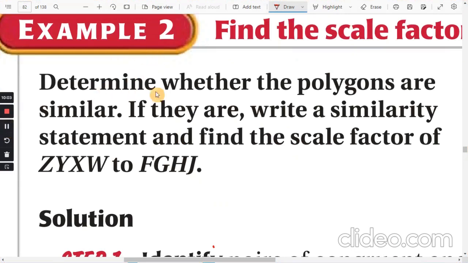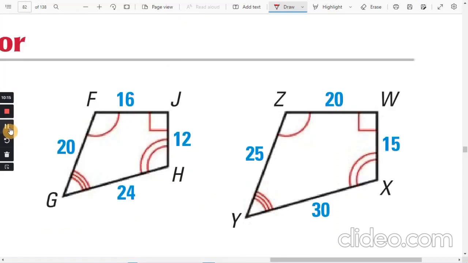Example 2, determine whether the polygons are similar. If they are, write a similarity statement and find the scale factor of ZYXW to FGHJ. All right, first let's check the angles. We have F matches Z, okay, because they both have one mark. We have H matches X because they both have 2 marks. G matches Y because they both have 3. And then right angle matches right angle, so J matches W.